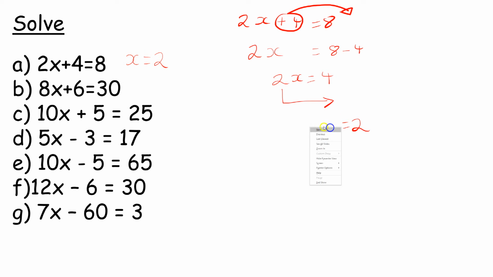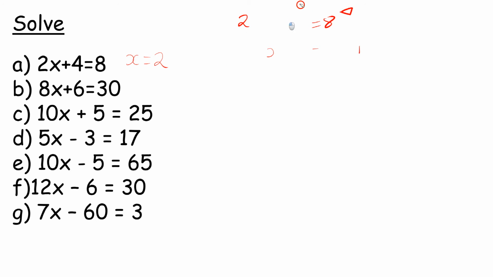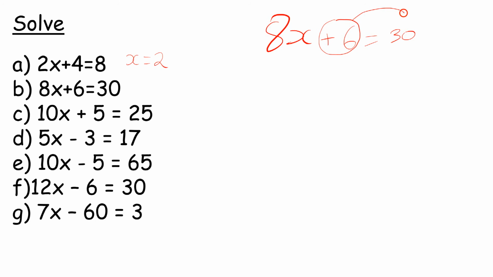Similarly, in the second question, we have 8x plus 6 equals 30. So I can say 8x plus 6 equals 30. I need to float and ping and then escalator. So I float the plus 6 over the equal sign to become a minus 6, giving me 8x equals 30 take away 6, which is 24.